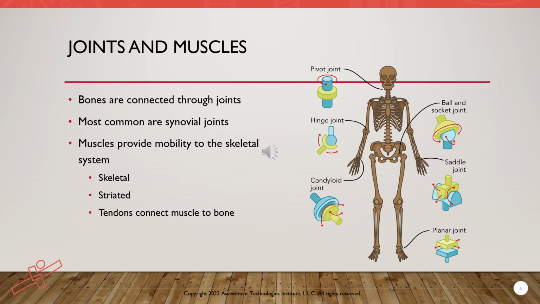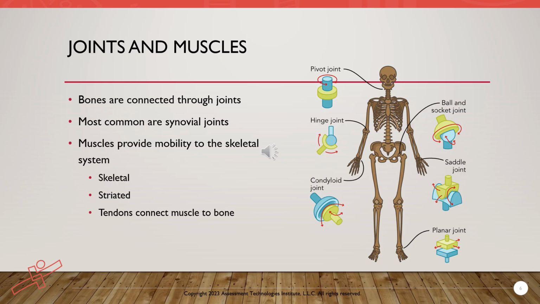Bones in the human body are connected to each other through joints. These joints allow the skeleton to move in different ways. The most common type of joint is the synovial joint, which is freely movable and includes examples like shoulders, knees, and hips. Synovial joints contain a fluid-filled cavity that helps reduce friction and allows for smooth movement.